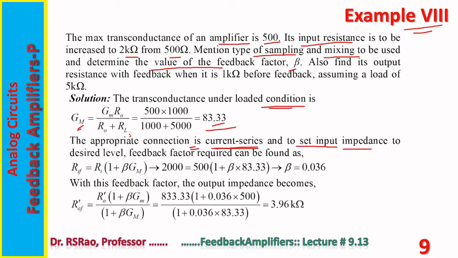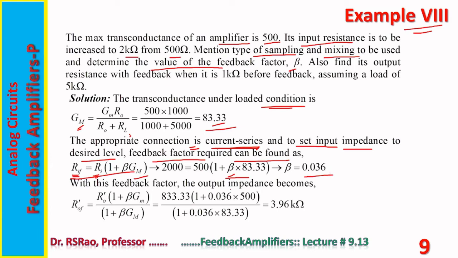To set input impedance to the desired level, the feedback factor required can be found as follows. For a series mixing, input resistance with feedback is related to input resistance without feedback through this relation: RIF is RI times (1 plus beta GM). Substituting the available values, beta can be determined as 0.036.